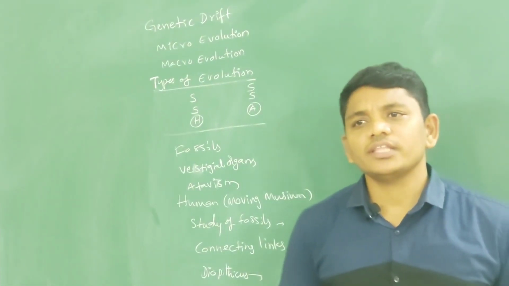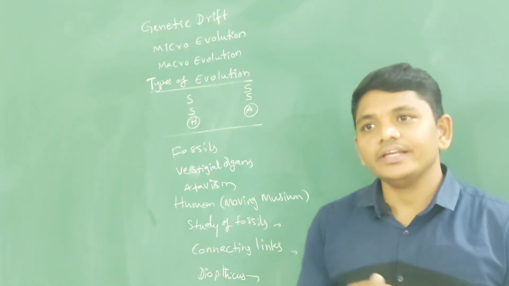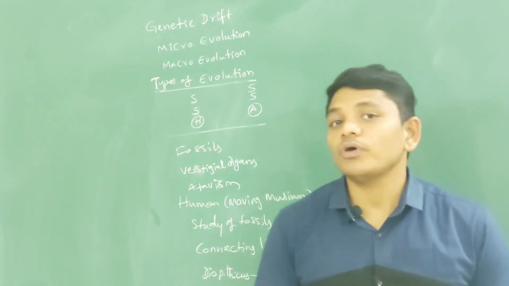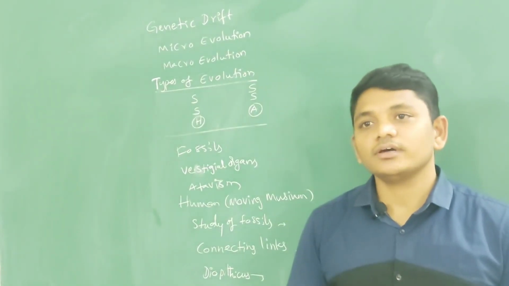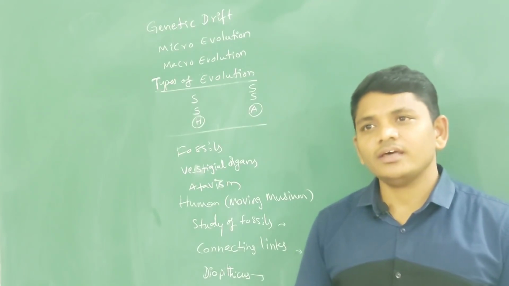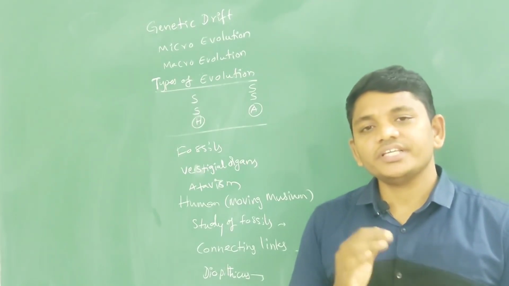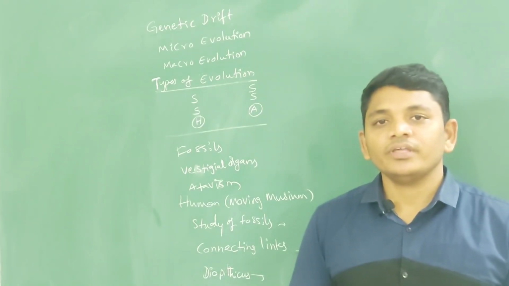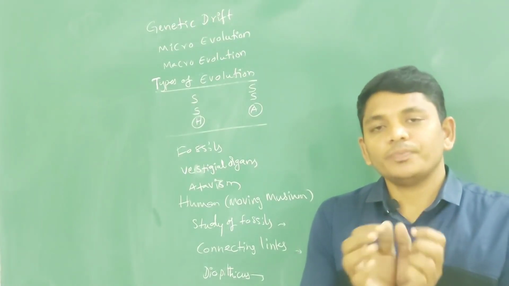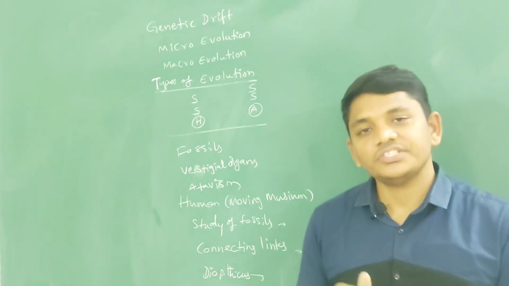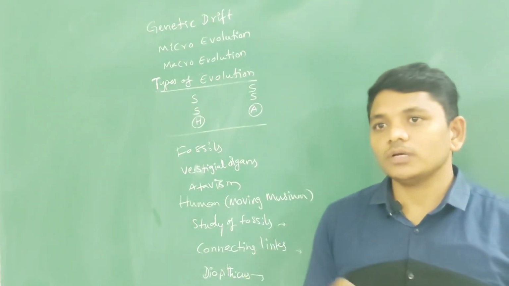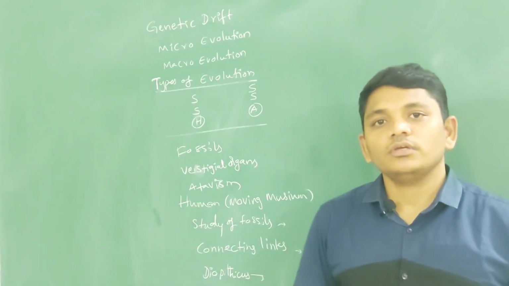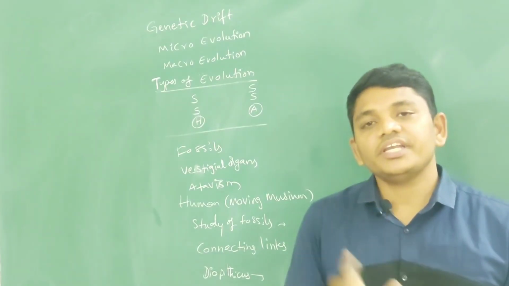So, genetic drift is nothing but changes in the frequency of genes in a small group or small species. Once again, genetic drift is nothing but changes in the frequency of genes within a small species. If the question comes: changes in the frequency in small groups is what? Then we can say genetic drift.